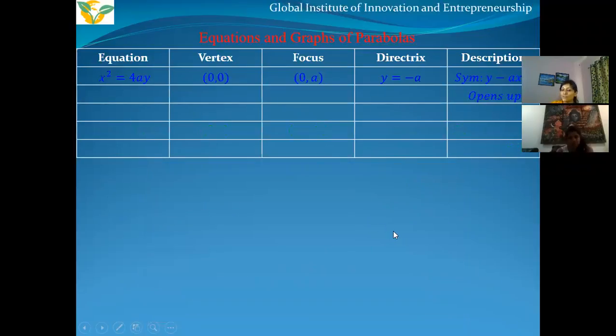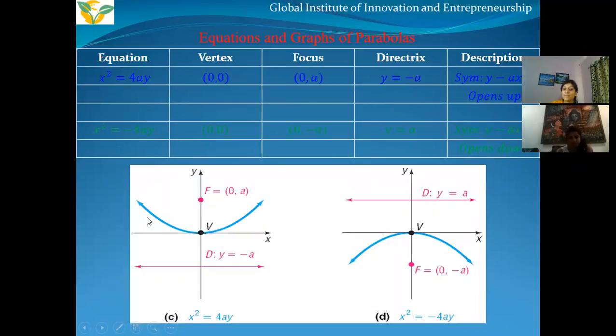Next comes a different set of parabolas, that is, a parabola that opens upward. For that, the parabola is symmetric about the y-axis. So the equation changes to x square is equal to 4ay, where the focus lies on the y-axis. When a point lies on the y-axis, its x coordinate is 0. So F is equal to 0, a, and the vertex is at the origin, 0, 0. And the directrix lies on the negative side of the y-axis, so y is equal to minus a.